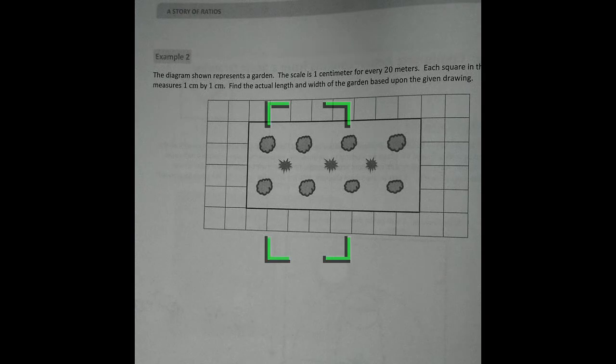So example number 2. Example number 2 can be done a bunch of different ways, and just because you choose to do it one way, it doesn't mean that someone else's way is wrong. Let's read this first and see what we think the easiest route to take is to solve this problem. This diagram shown represents a garden. The scale is 1 centimeter for every 20 meters. Each square in the drawing measures 1 centimeter by 1 centimeter. Find the actual length and width of the garden based upon the given drawing.